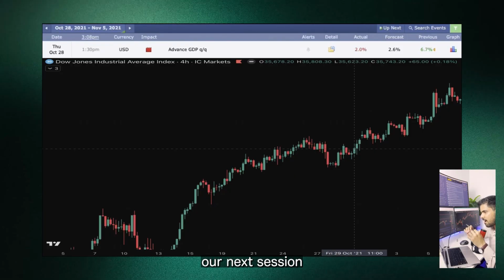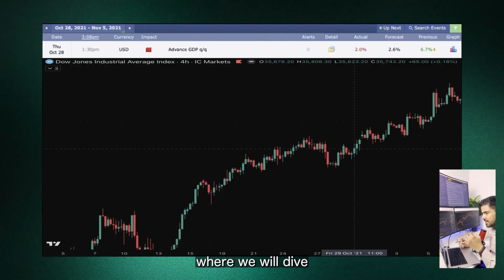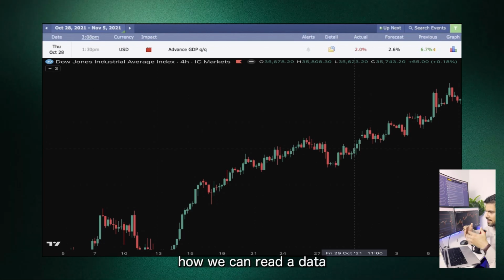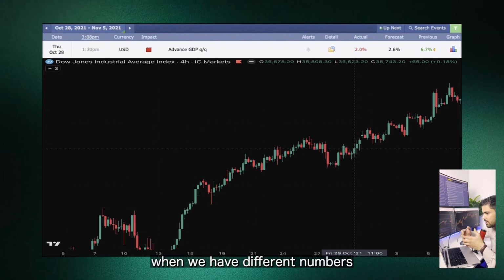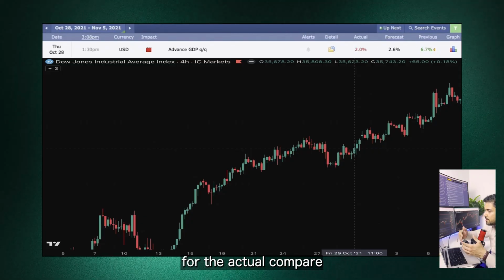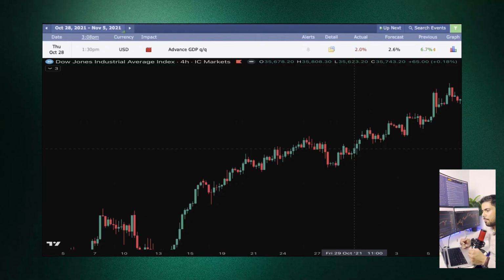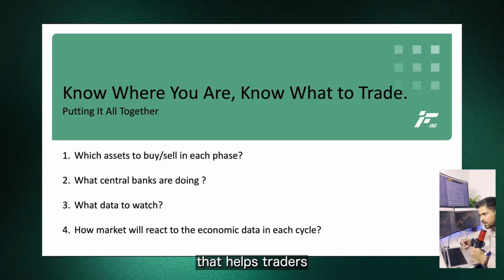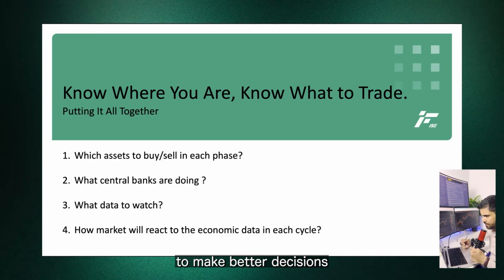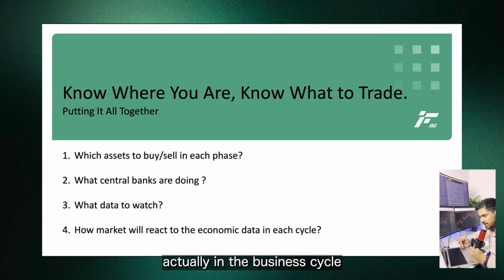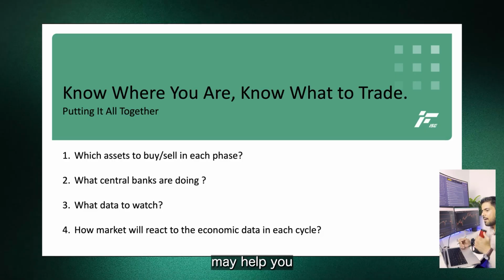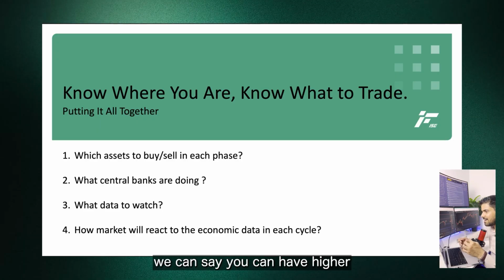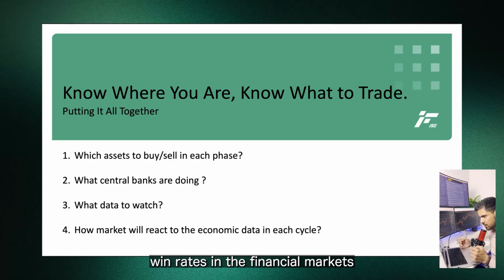And that's the core focus of our next session, where we will dive into the different chapters, such as how we can read data when we have different numbers for the actual compared to the estimates and forecasts. Before wrapping up this session, I just want to talk about 4 key questions that help traders to make better decisions. Knowing where you are in the business cycle, and checking the central banks may help you to know what to trade and how to trade that symbol. Actually, we can say you can have higher win rates in the financial markets.